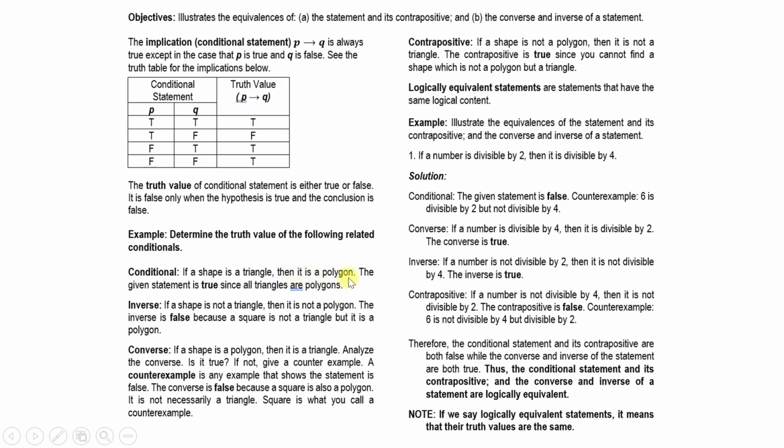Then it is a polygon, so the inverse, it is not a polygon. The inverse is false because a square is not a triangle, but it is a polygon. The converse of the given conditional statement is this one.